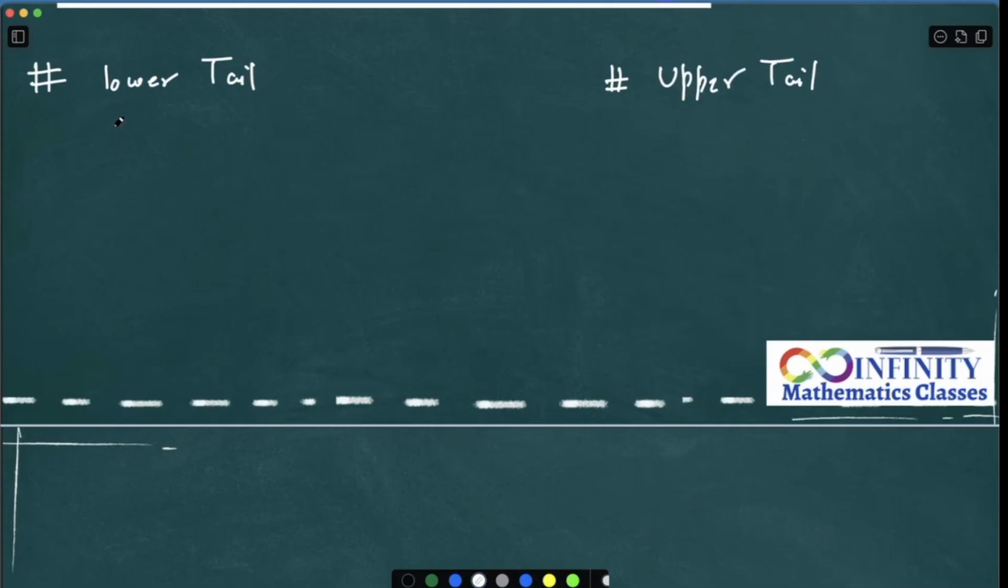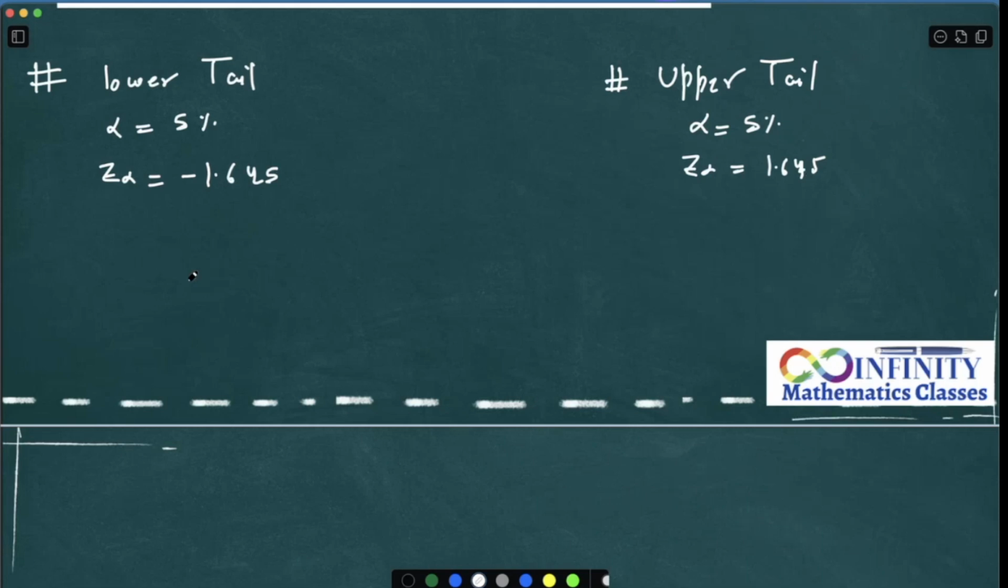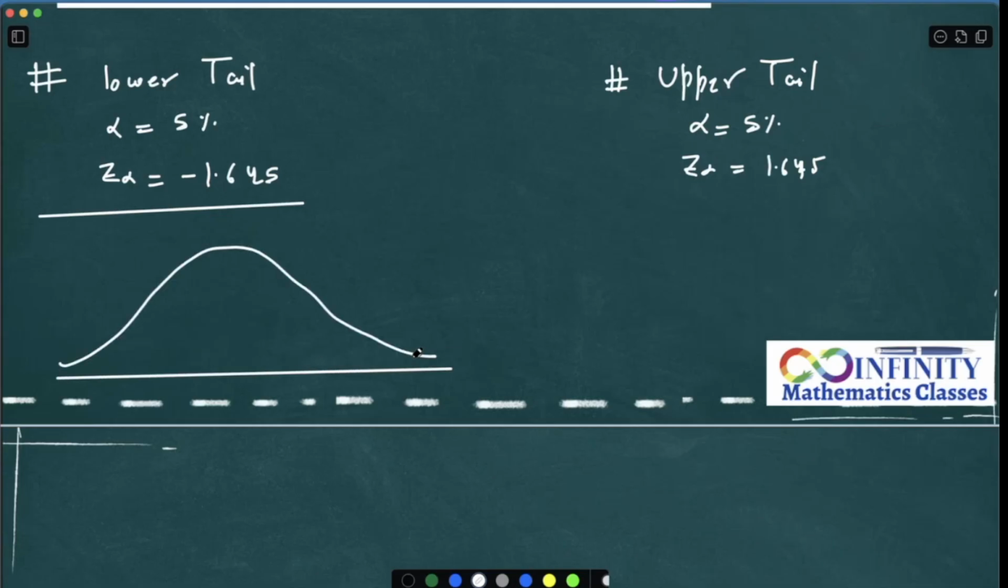For the lower tail, alpha, say 5%, the value of Z alpha is going to be negative 1.645. And for the upper tail, for alpha equals 5%, Z alpha is going to be 1.645. So the only difference is negative versus positive. So basically, if you draw the graph, Z alpha will be somewhere here, and this is the area of rejection.